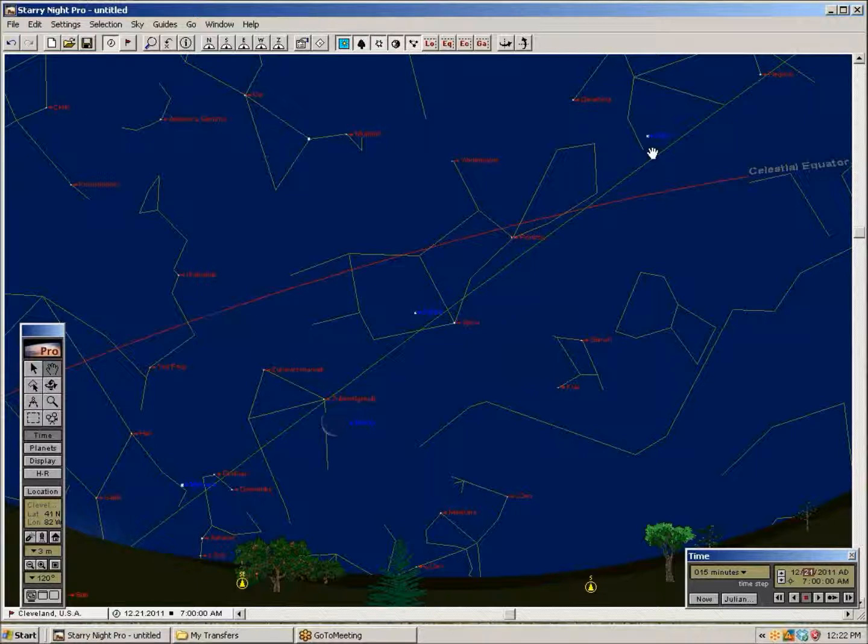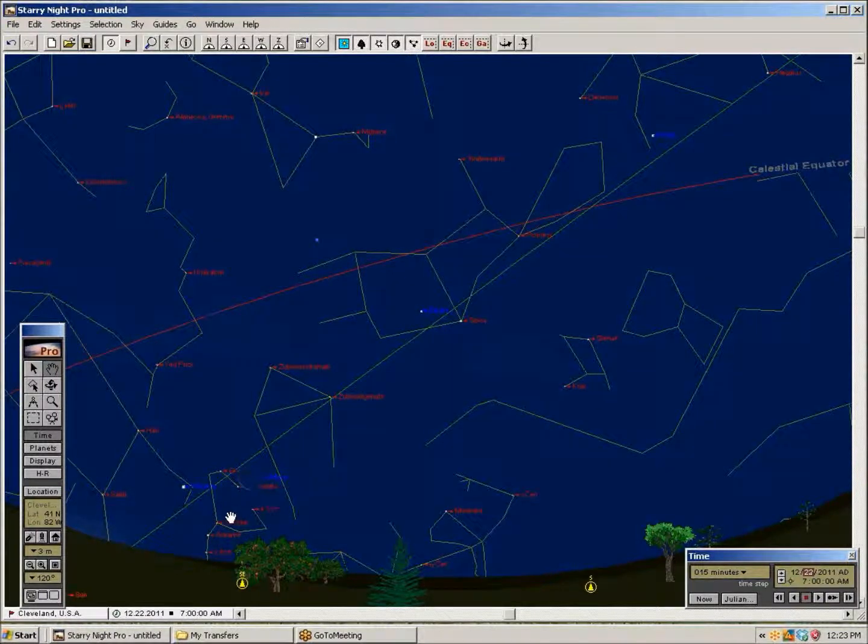Saturn rose at 2:45, Mercury at 6 a.m. I'm going to leave this view so you can see all of the planets. And here's the moon right here underneath Zubenelgenubi on the morning of the 21st. As I go to the 22nd, you can see that Mercury here is just left of the moon.